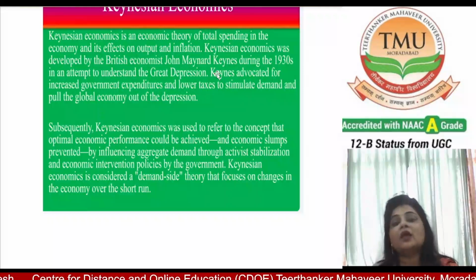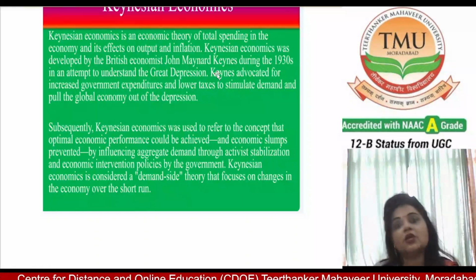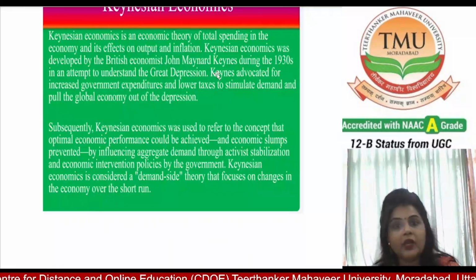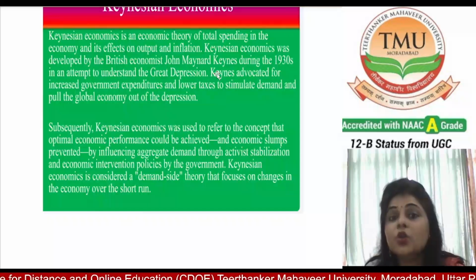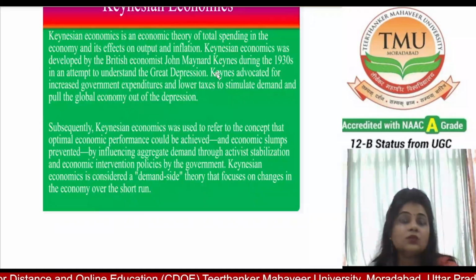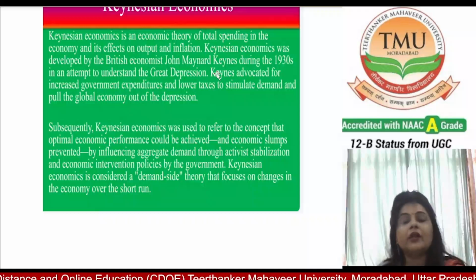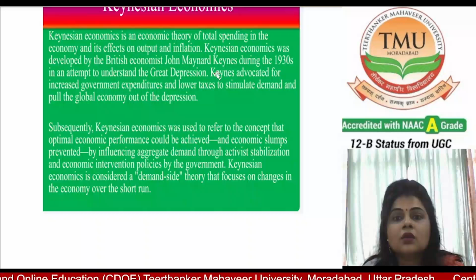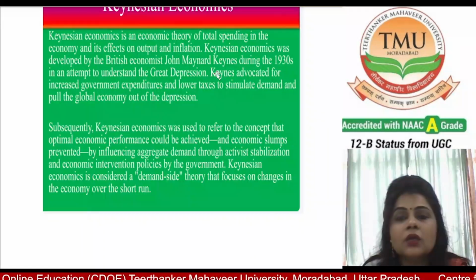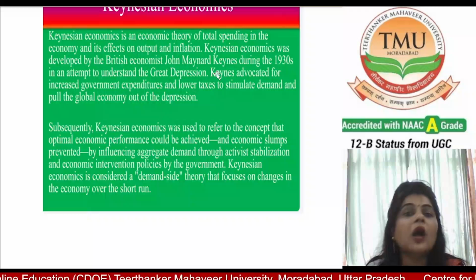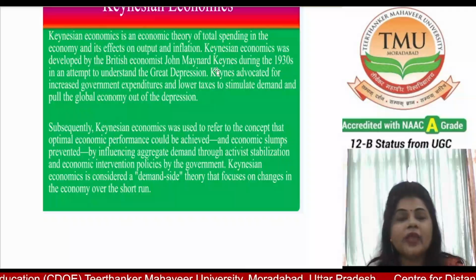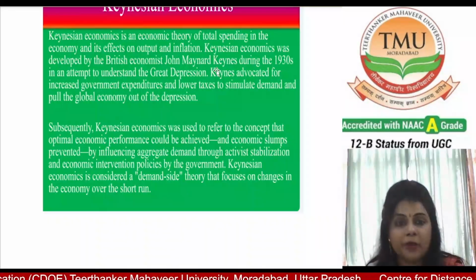Keynes emphasized that in depression conditions, government should increase expenditure so that people also get employment, and should follow a lower taxes policy. So, John Maynard Keynes considered that in depression time, government should increase its expenditure and follow a lower taxes policy, to increase demand and pull the economy out of the depression. In this way the government can bring the economy out of depression.